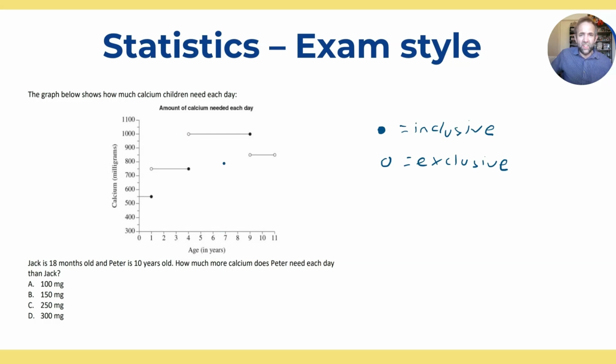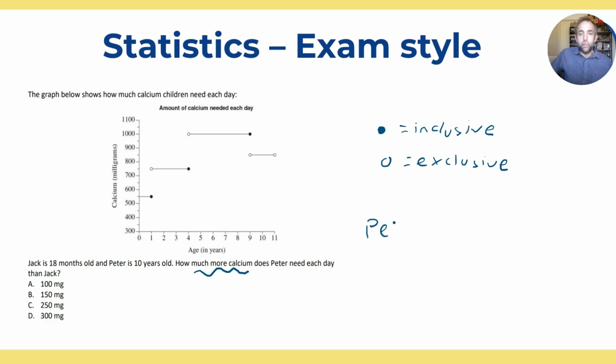Something like 7 is a lot more obvious because that's right in the middle of this line. The question says, though, Jack is 18 months old and Peter is 10 years old. And we want to figure out how much more calcium does Peter need each day than Jack. So where we're saying how much more, that should tell you that we're going to need a difference.